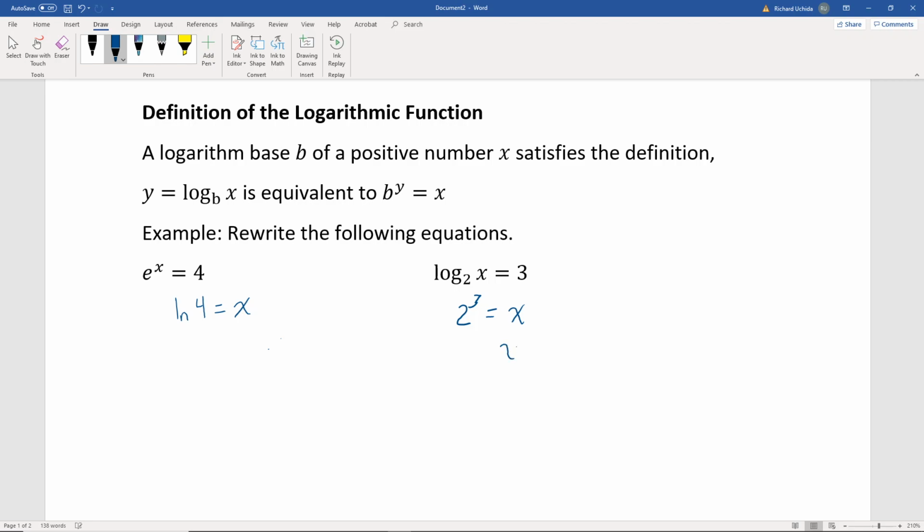x equals 8. So we actually did solve this logarithmic equation, because remember, to solve the equation means we have to find the values for x that satisfy the equation. Well, in this case, if we plug in 8 for x, we'd have log base 2 of 8. So 2 to what power gives me 8? Well, 2 to the third power gives me 8. So we actually did solve this logarithmic equation.